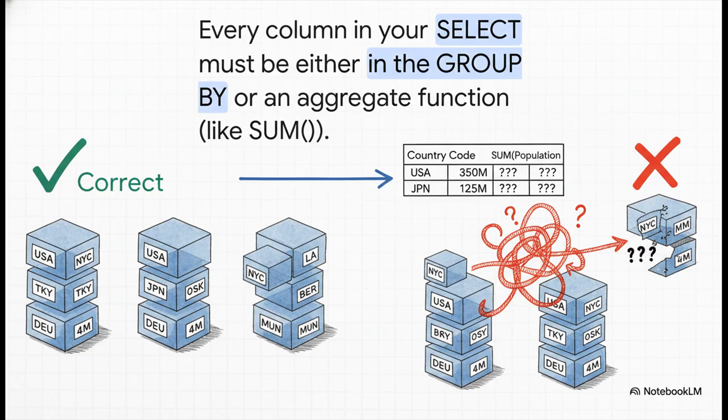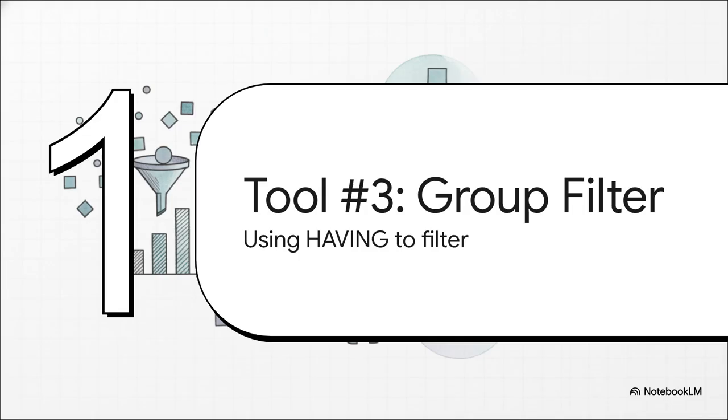The database would have no idea which city name to show you. Okay, so we can summarize and we can group. What's the next power we need? Well, we need a way to filter those groups we just made. And that brings us to tool number 3 for our toolbox, the group filter, which SQL calls the having clause.